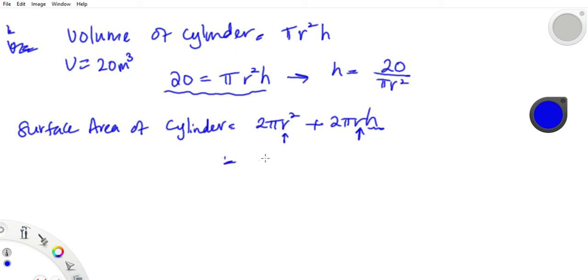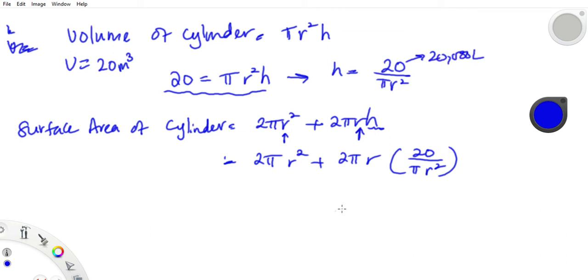So that means I can rewrite this as 2 pi r squared plus 2 pi r times (20 over pi r squared). Remember that is also 20,000 liters, just so you know. Now the r and r squared, the square cancels, pi and pi cancel, so I'm left with 2 pi r squared plus 40 r. Or I can call that 2 pi r squared plus 40 r to the power of minus 1.